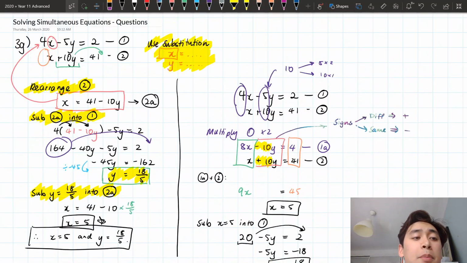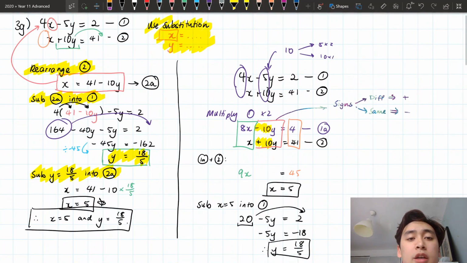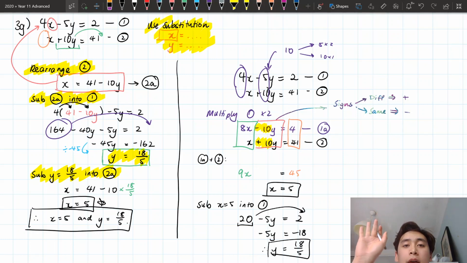So this was example question 3G. Here I used both the elimination method and the substitution method, which is the method that we first used and the question asked you to do. But from my own preference, I would probably use the elimination method if I was to look at this question by myself.